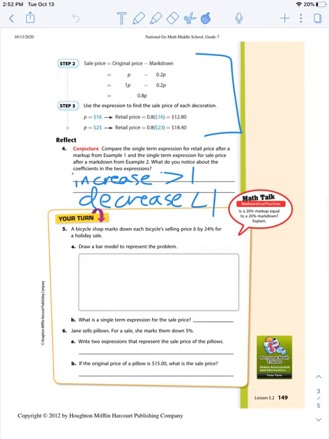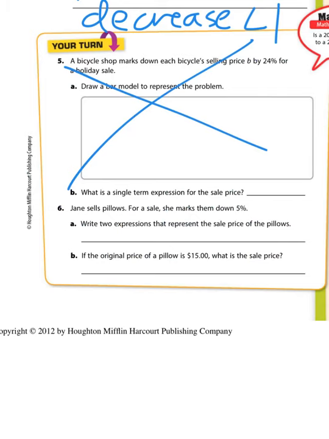All right, your turn. Pause the video, see if you can do number 6 by yourself, and then play it back to see if you got it right. All right, I'm going to go ahead and solve number 6. Jane sells pillows for a sale. She marks them down 5%. Write 2 expressions that represent the sale price of pillows.